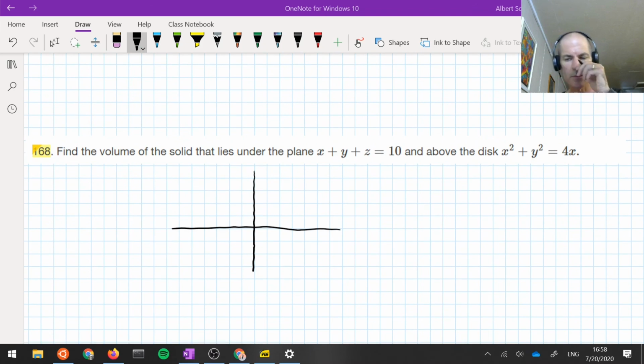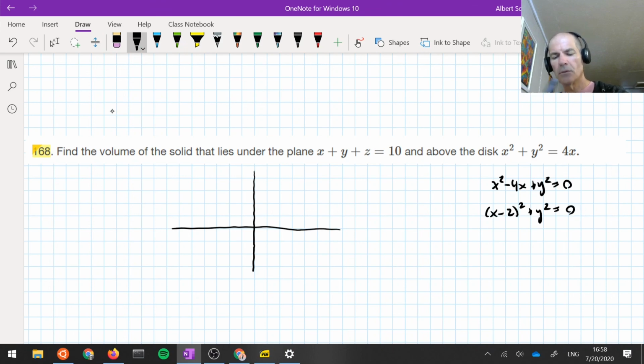So we've got x squared plus y squared equals 4x. So that's x squared minus 4x plus y squared equals 0. When I complete the square, I've got to pull off that extra factor, so minus 4 plus, and move that over to the right-hand side. We get (x minus 2) quantity squared plus y squared. I think we're good there.